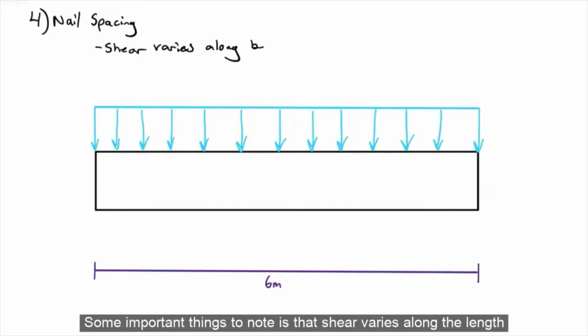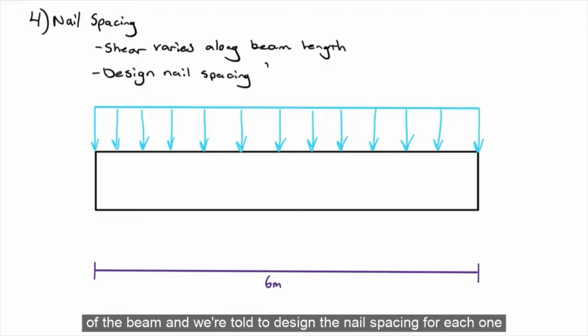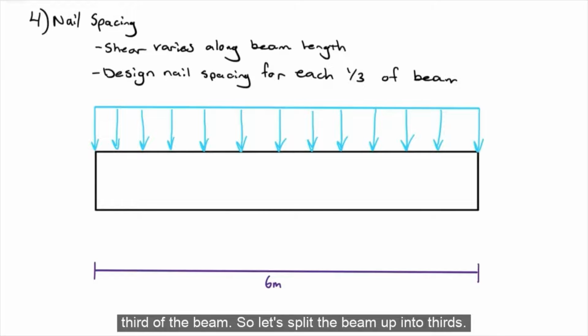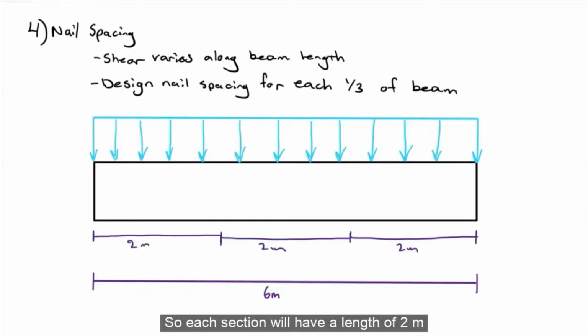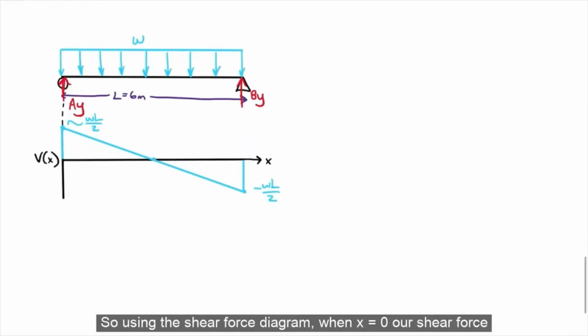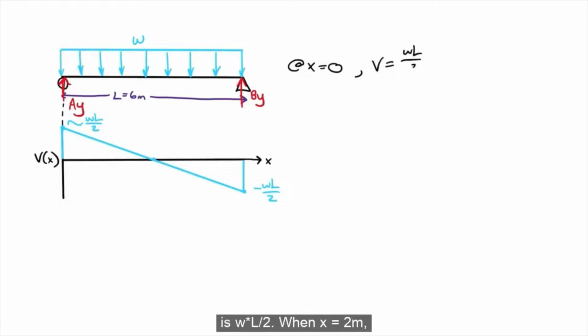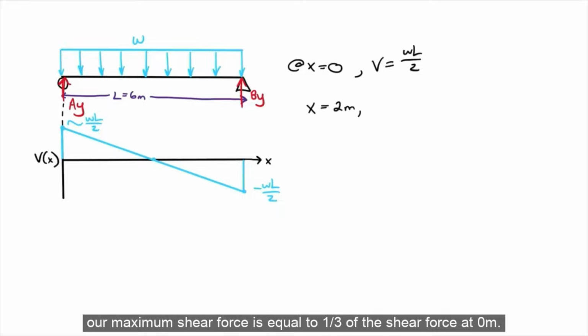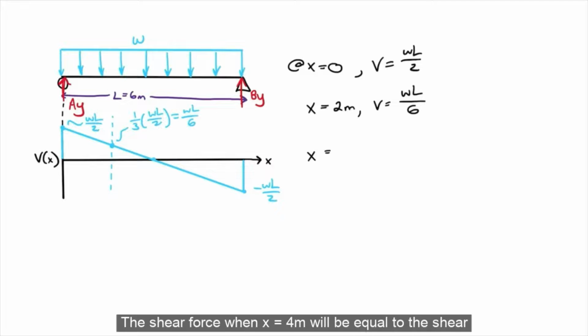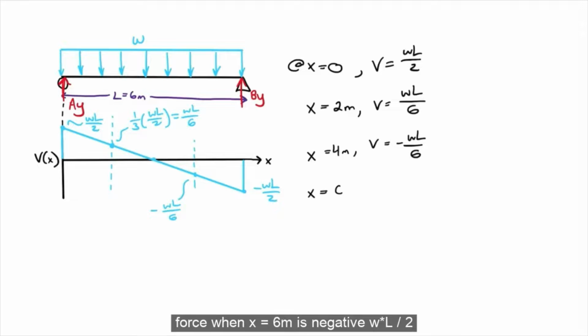Some important things to note is that shear varies along the length of the beam, and we're told to design the nail spacing for each 1/3 of the beam. So let's split the beam up into thirds, so each section will have a length of 2 meters. So using the shear force diagram, when x is equal to 0, our shear force is WL over 2. When x is equal to 2 meters, our maximum shear force is equal to 1/3 of the shear force at 0 meters. The shear force when x is equal to 4 meters will be equal to the shear force at x equals to 2 meters, but it will be negative. And the shear force when x is equal to 6 meters is negative WL over 2.